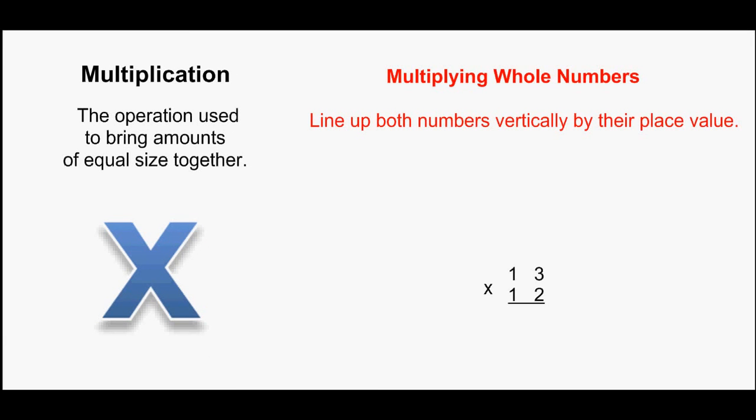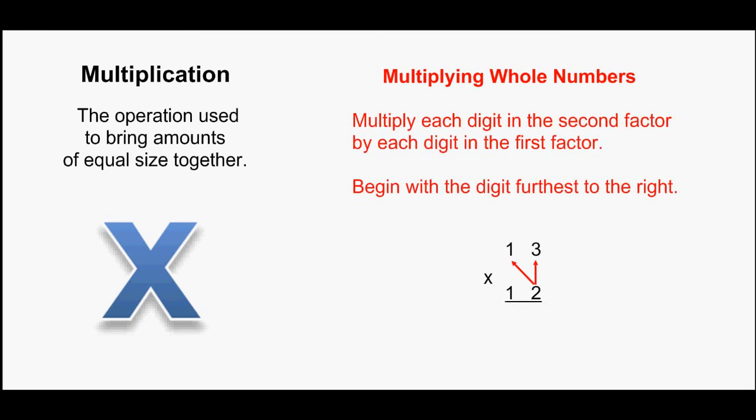Let's begin multiplying whole numbers together. First, line up both numbers vertically by their place value. Although this is not absolutely necessary, it will help us to keep our work more organized and more accurate. Next, we will multiply each digit in the second factor by each digit in the first factor.